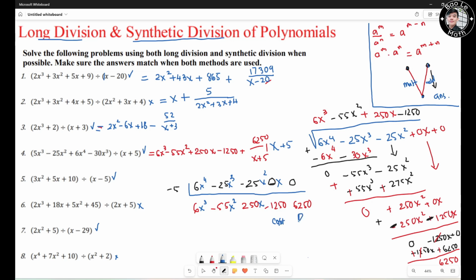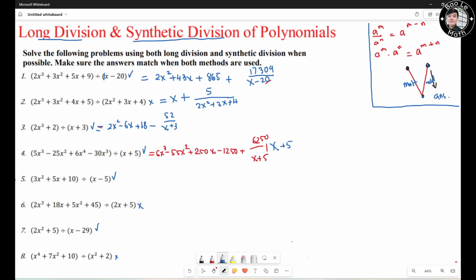Alright, and this is the remainder. So the answer must be 6s cubed minus 55s squared plus 250s minus 1250 plus the remainder 6250 divided by s plus 5.